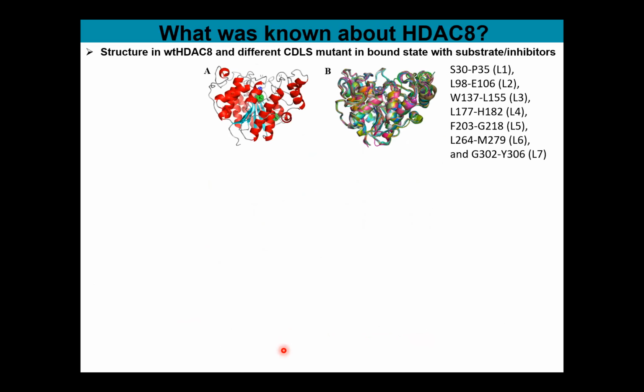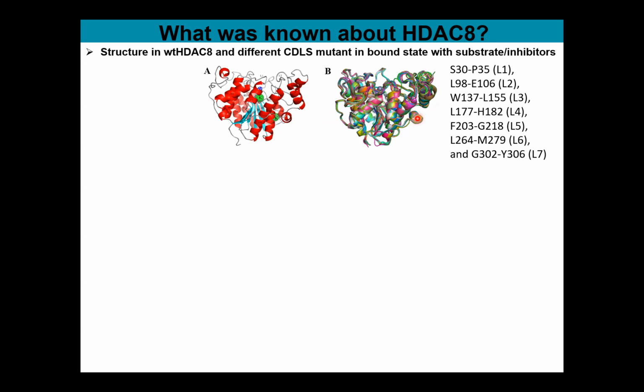And when we started the project, what was known about HDAC8? The structure of HDAC8 was known, but all the structures were known only in the bound form. If we look at the structure of HDAC8, it has an 8-stranded mixed beta sheet surrounded by 11 helices, and it has 1 zinc ion and 1 potassium ion at the catalytic site and 1 potassium ion at the distal region from the catalytic site.